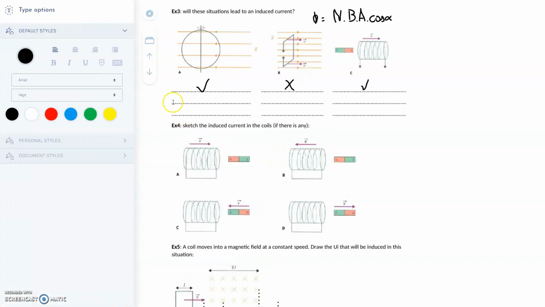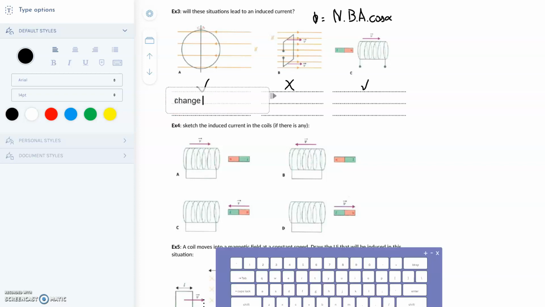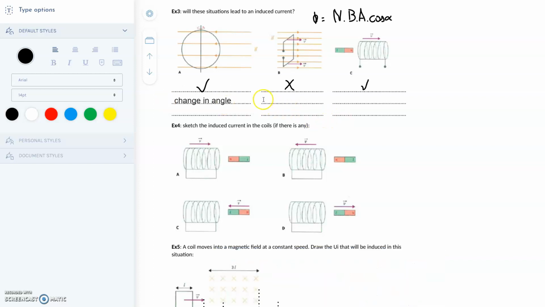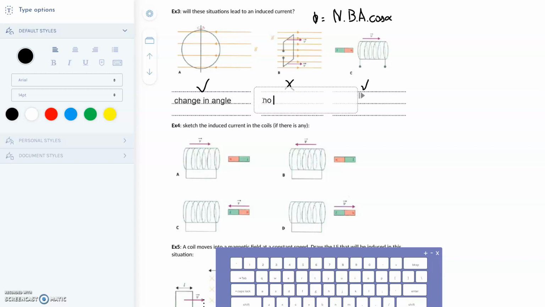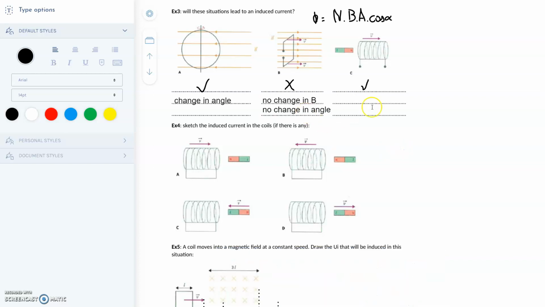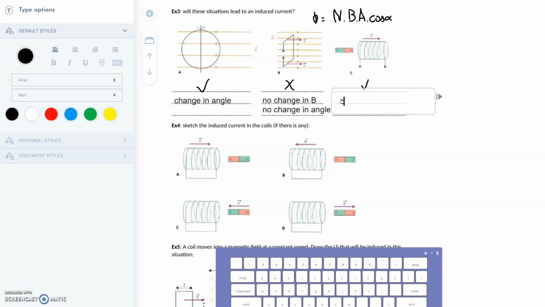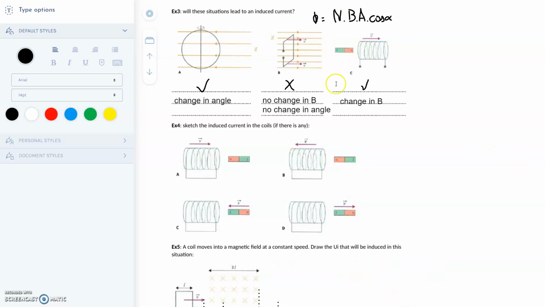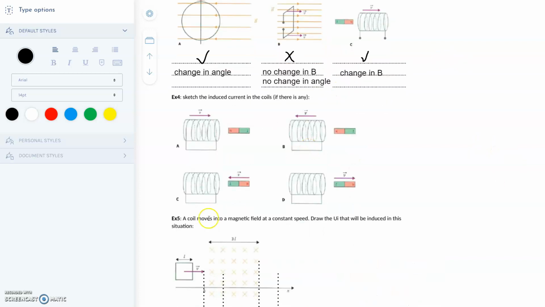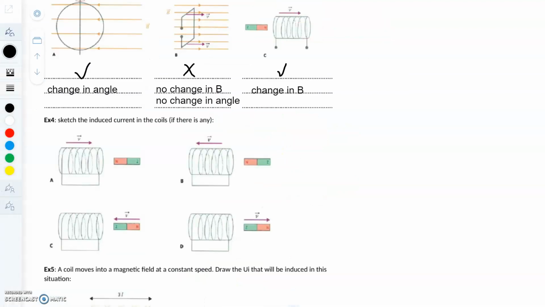So to recap, the first one is a change in angle. So that's good. That will lead to the induced voltage. This one is no change in your magnetic field and no change in your angle. So this will not lead to anything. And this will lead to a change in your magnetic field strength as you move it away, the magnitude of that field. It doesn't matter if you move your magnet or the coil, it would lead to the exact same thing, which is what we try to show in this next exercise.